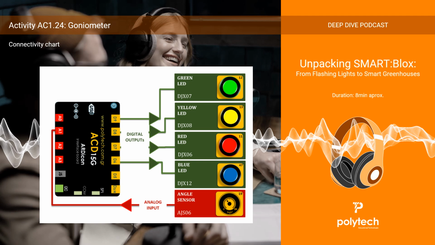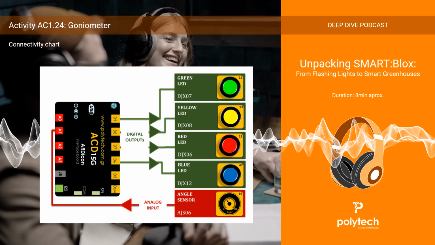Exactly. The logic is, if the angle reading from A1 is less than 30, all LEDs are off. Else if it's 30 or more but less than 90, turn the green LED D9 on. Else if it's 90 or more but less than 120, turn yellow D8 on, and so on for red and blue LEDs at higher angles. So different angle ranges trigger different lights, more complex conditions. Definitely. You're mapping a continuous input range to discrete outputs using multiple nested conditions.